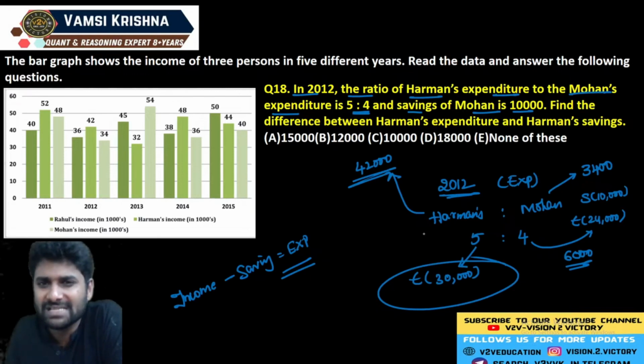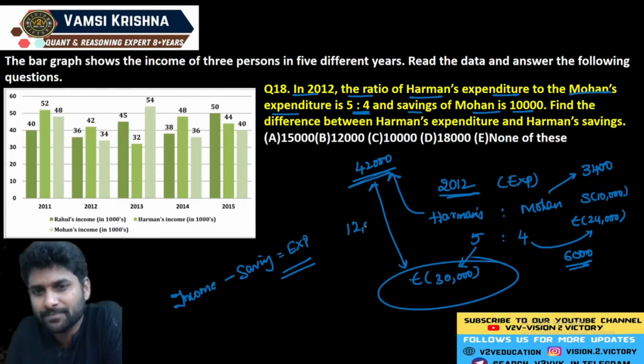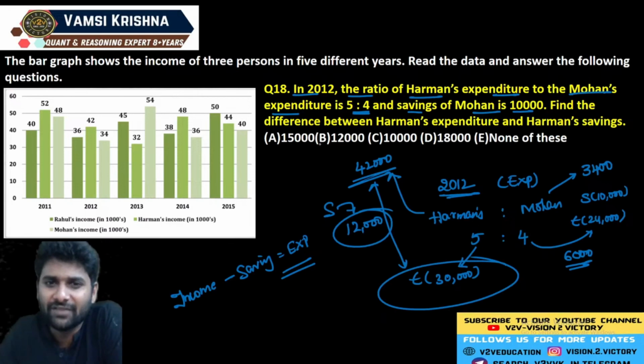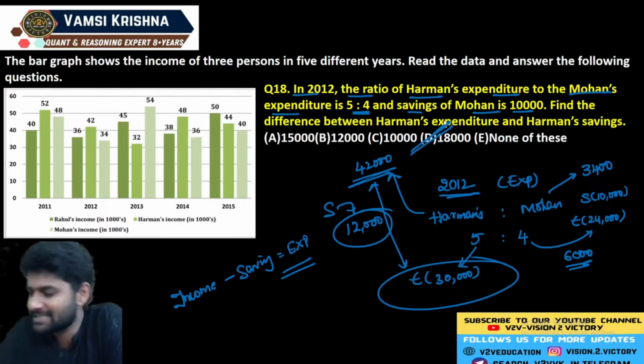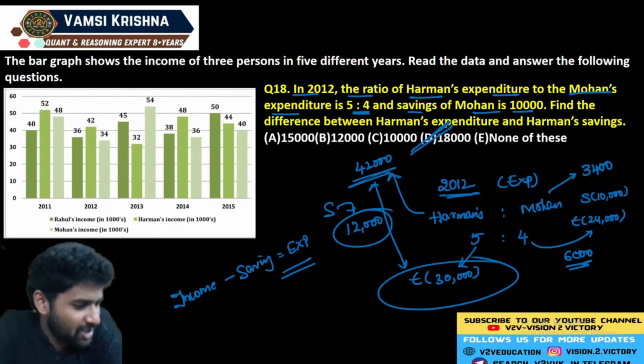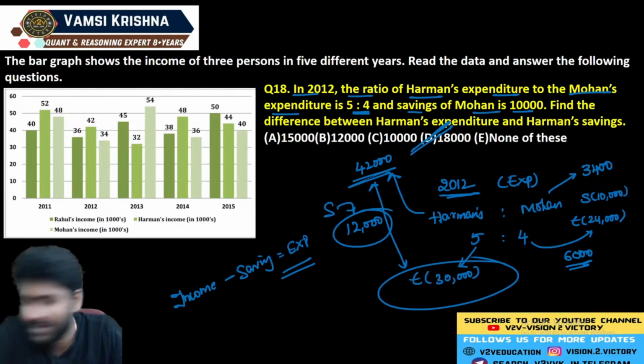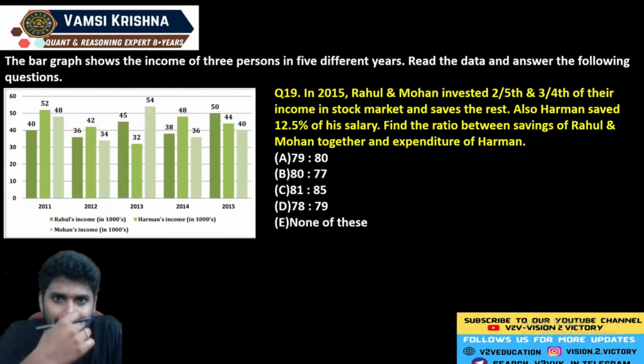So what about Harman's savings here? The difference of 42,000 and 30,000 is 12,000. So Harman's savings is 12,000. Harman's expenditure is 30,000. Here the difference is 18,000. Hope it's clear how I am taking the data. Are you clear with the data, guys? Data retrieving. Go through the next one.